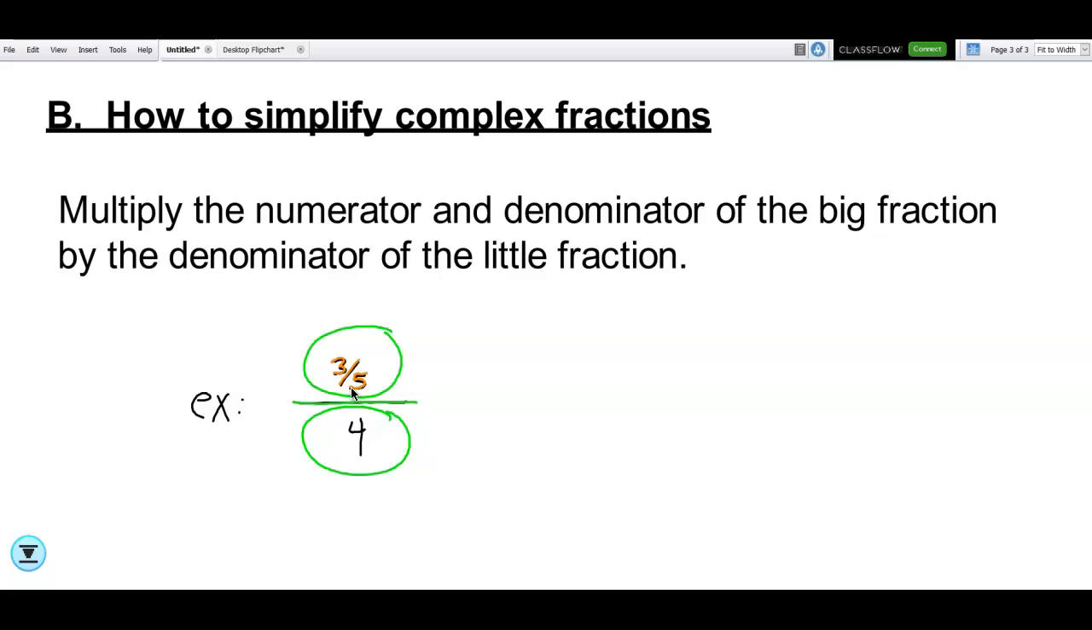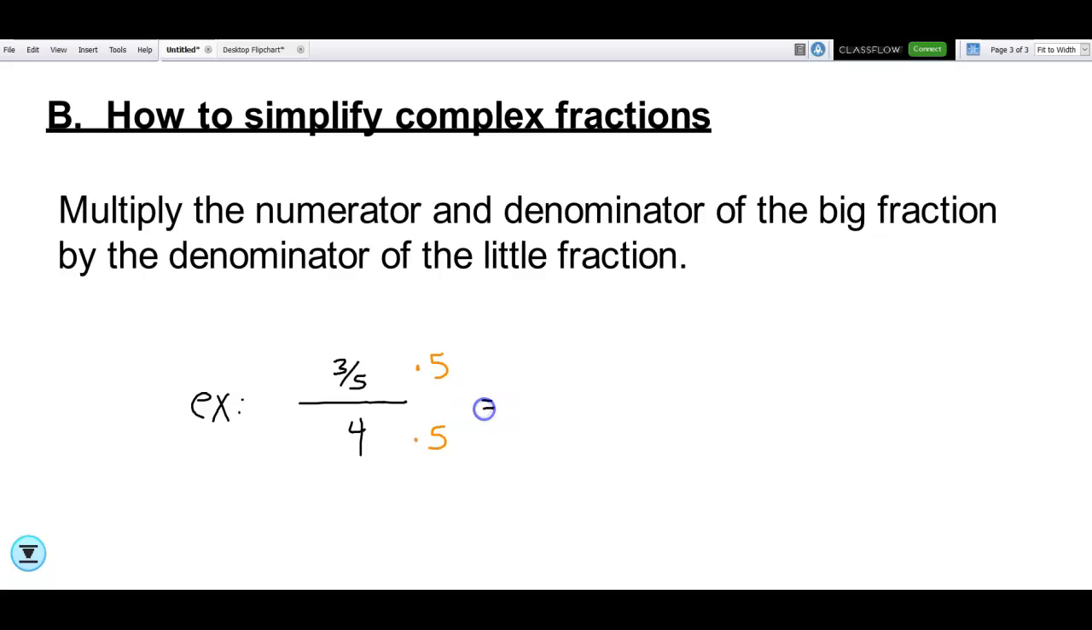So how do we simplify this complex fraction? Well, I'm going to multiply the numerator and the denominator of the big fraction by the denominator of the little fraction. So I'm going to multiply the top of the big fraction and the bottom of the big fraction by 5. Okay? So now why would I do that? Well, let's show how that works out. Get rid of some of these markings here. So I'm going to multiply the top here by 5 and the bottom by 5.